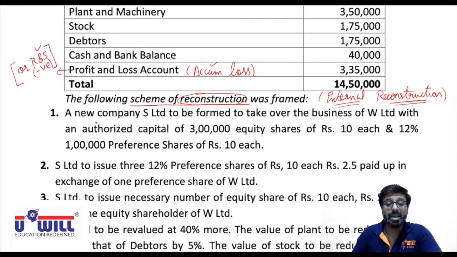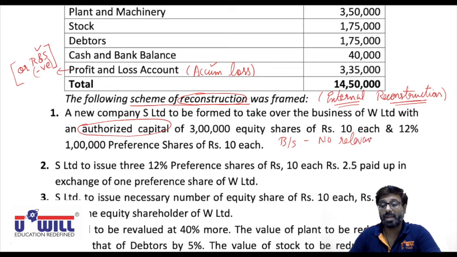A new company S Limited to be formed to take over the business of W Limited with an authorized capital of 3 lakh equity shares of 10 each and 12% 1 lakh preference shares of 10 each. Authorized capital just to be mentioned in the balance sheet, no relevance in journal entries. Okay, there's no relevance in journal entries. We have seen that earlier also.